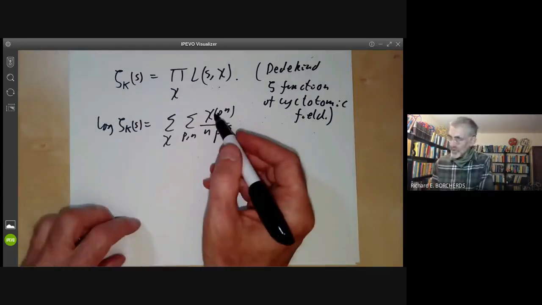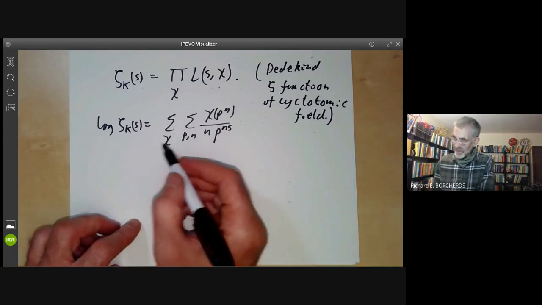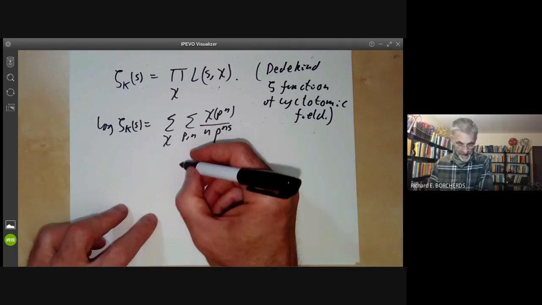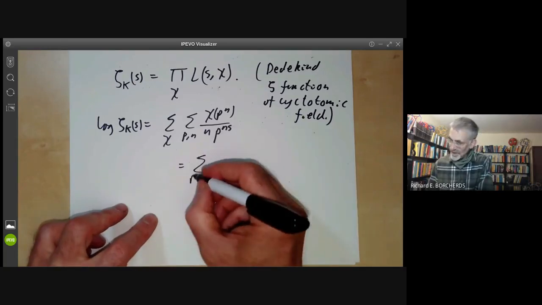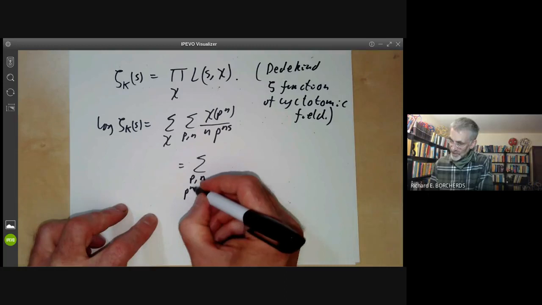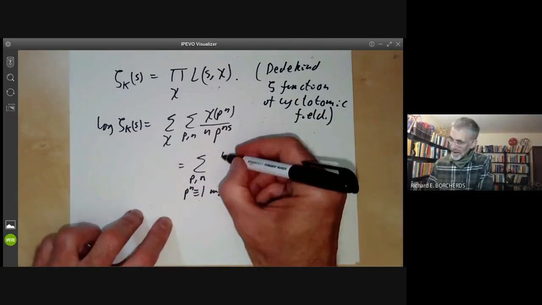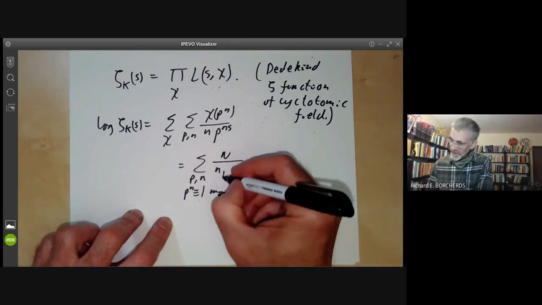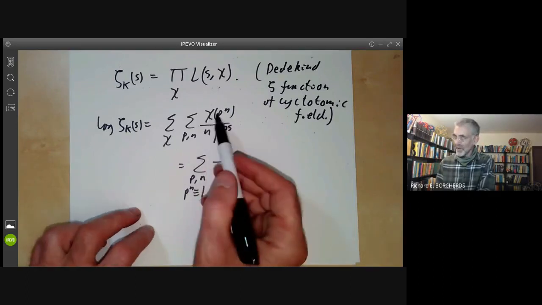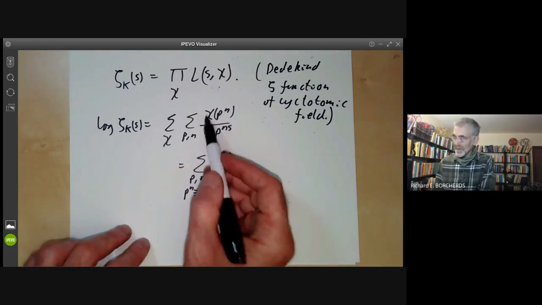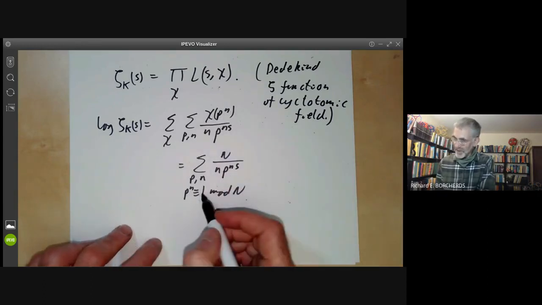And now we can use the orthogonality relations for these characters chi again in order to work out what the sum over all characters is. And this is just the sum over all p and n with p to the n congruent to 1 modulo N of 1 over n times p to the ns. This is essentially because if you sum over all characters, then by the orthogonality relations, that's going to be 0 unless p to the n is the identity element of the group Z modulo N.